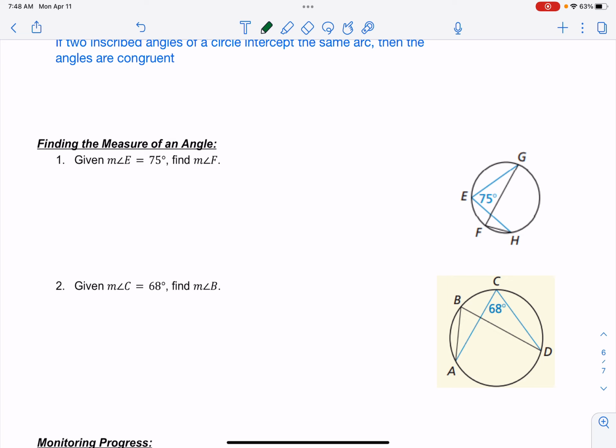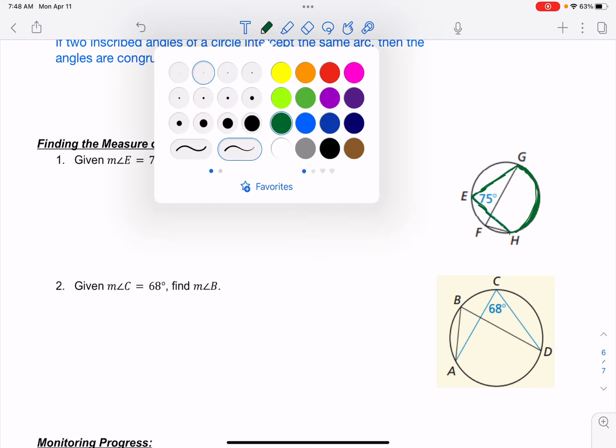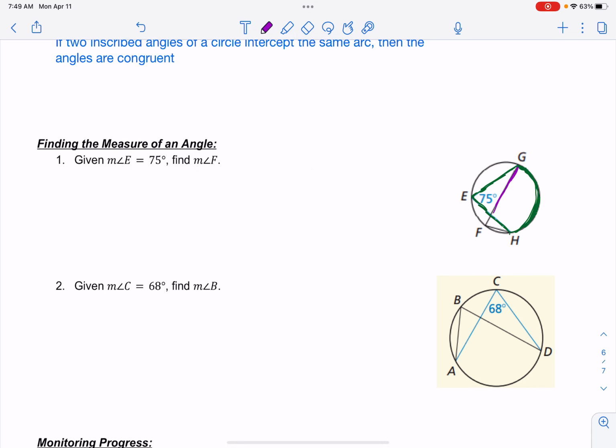Like these next two. So it says, given that the measure of angle E is 75, find the measure of angle F. So what we want to look at is our arc still. So angle E is 75. Well, angle E matches up with this arc measurement, right? Because here's angle E, and it matches up with that arc. Well, then notice to find the measure of angle F, it intercepts the same arc. So that means that angle F is also going to be 75 degrees.